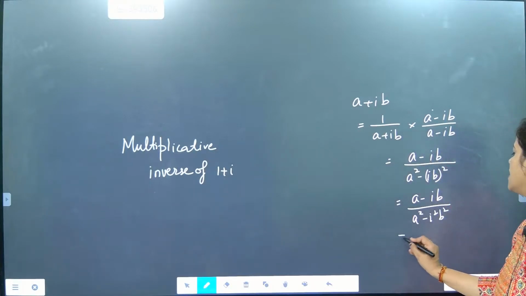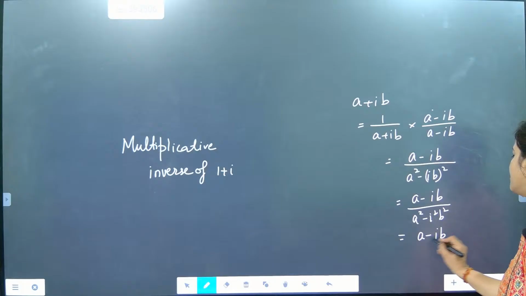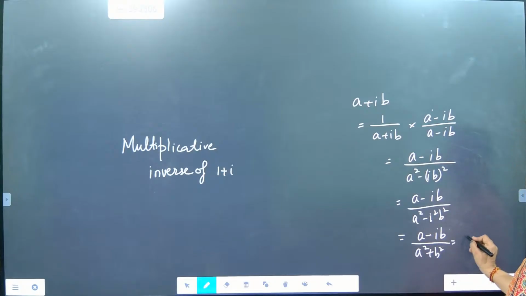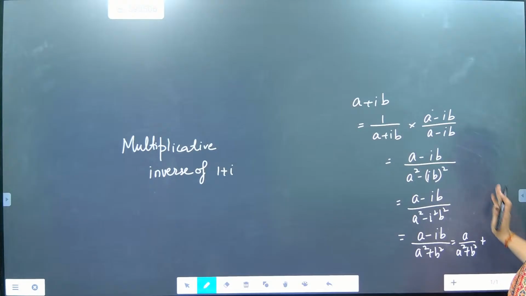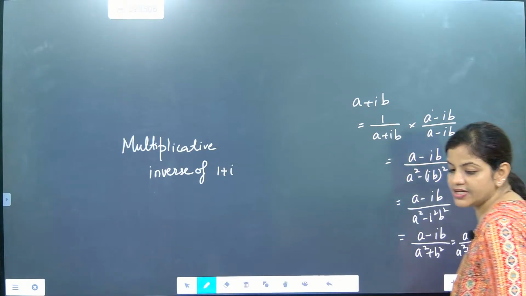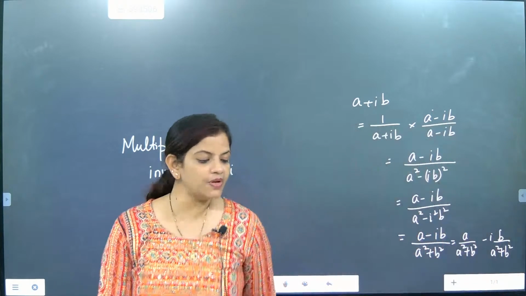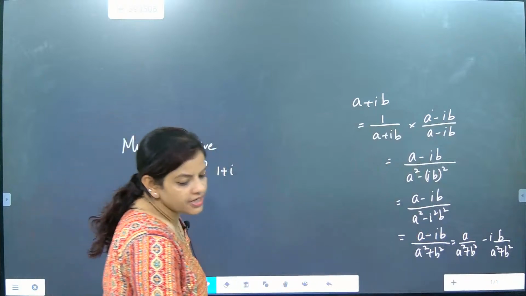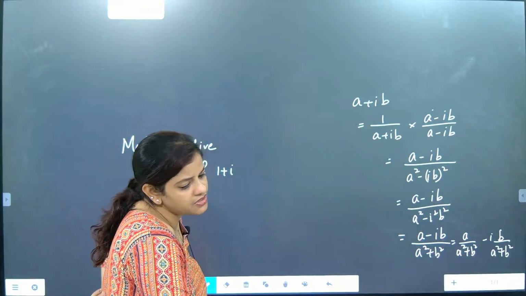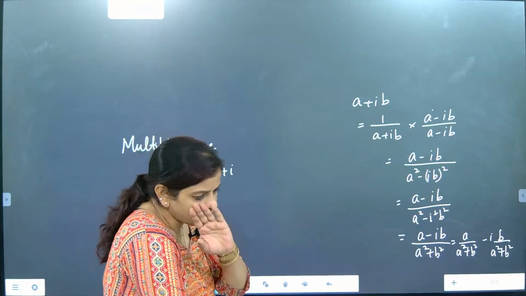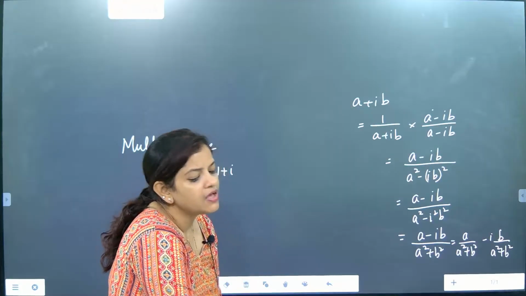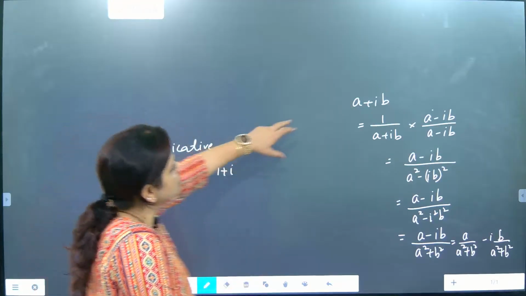Gagan, yes, Gagan. See this part. So a minus ib. i square is minus 1. So overall you are getting a square plus b square. So it will come a by a square plus b square, sorry, minus ib by a square plus b square. So this is the multiplicative inverse. So the shortest technique of writing the multiplicative inverse, how to write it. So now look here, shortest technique of writing the multiplicative inverse. So this is a plus ib.